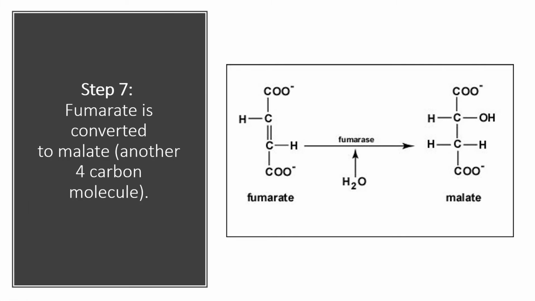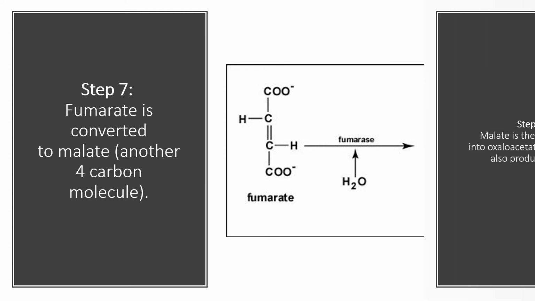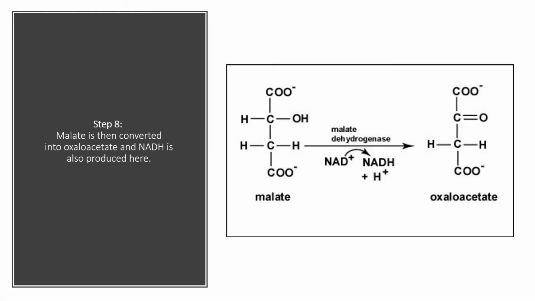In step 7, fumarate is converted to malate. Malate is then converted into oxaloacetate and NADH is also produced here.